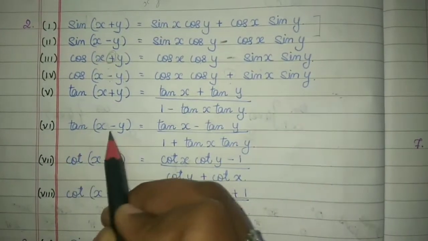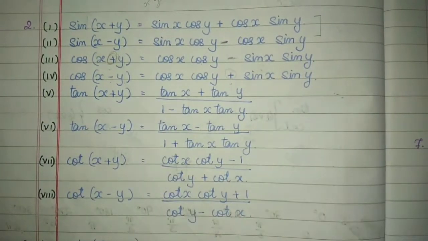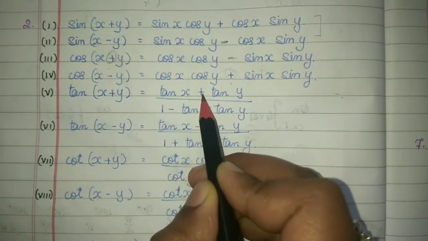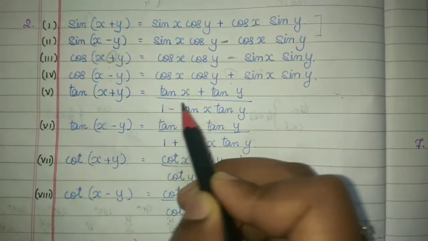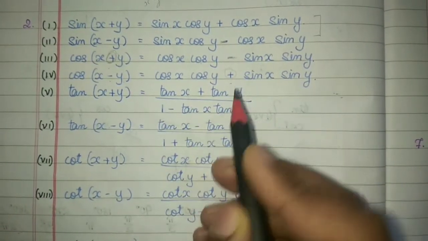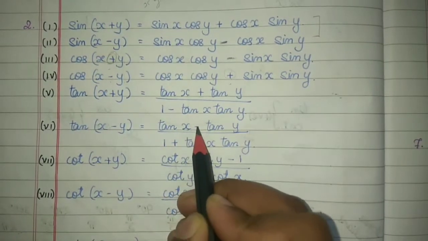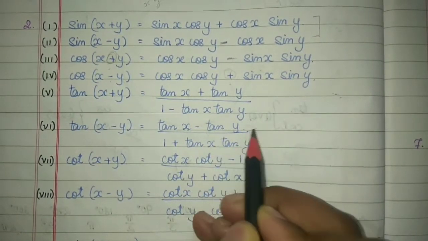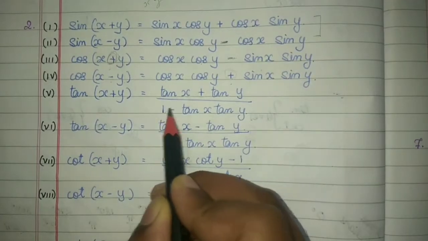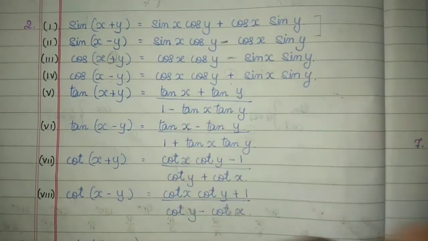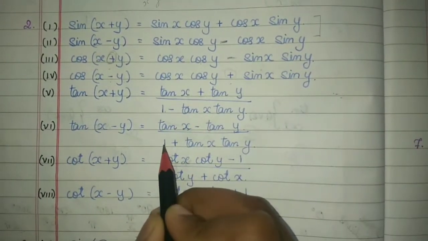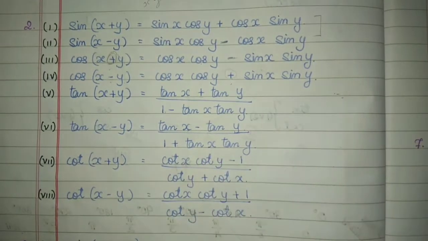So next, tan x minus y, just changing the sign here. Wherever plus is there, you will change it to minus, and wherever minus is there, you will change it to plus. That is tan x minus tan y in the numerator. In the denominator, here it was 1 minus tan x tan y, but here it is 1 plus tan x tan y.